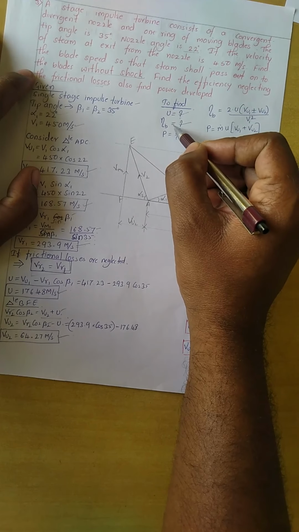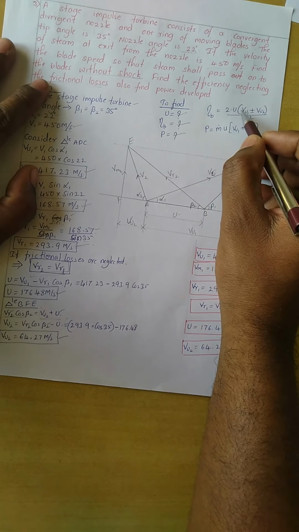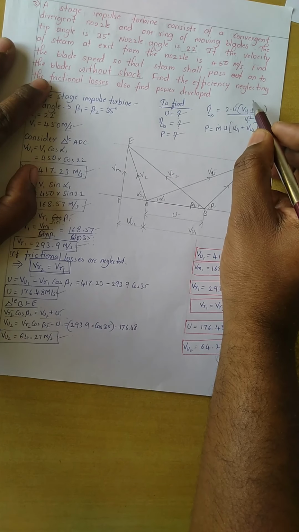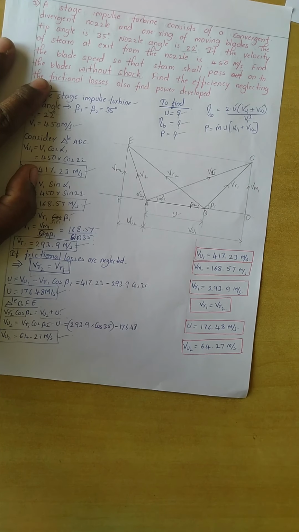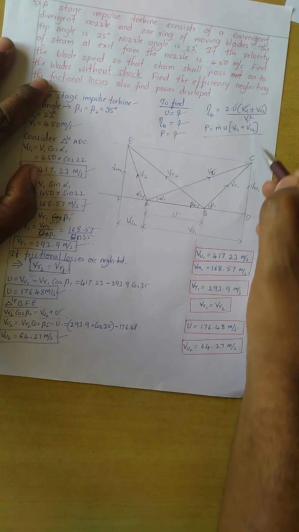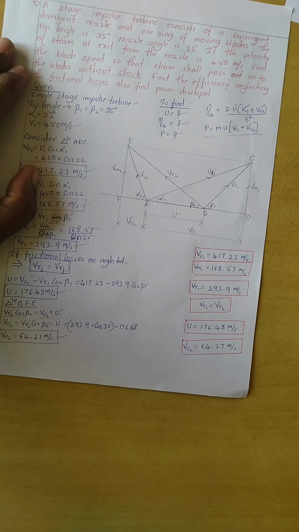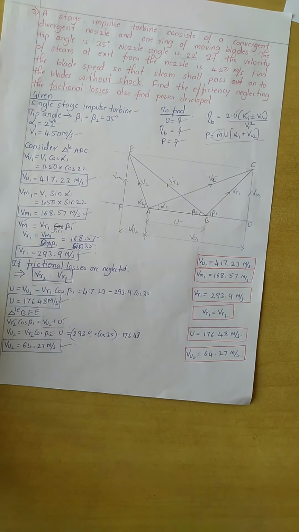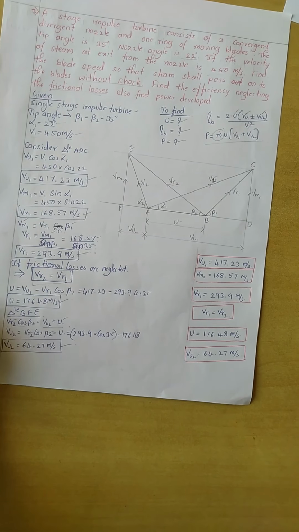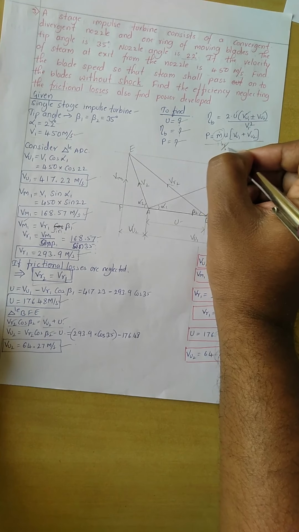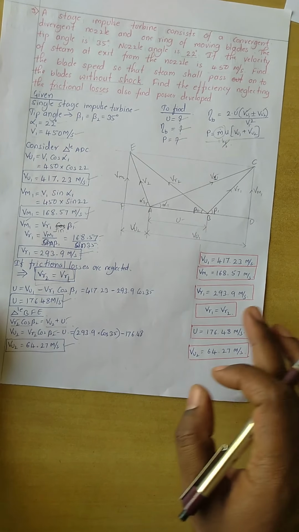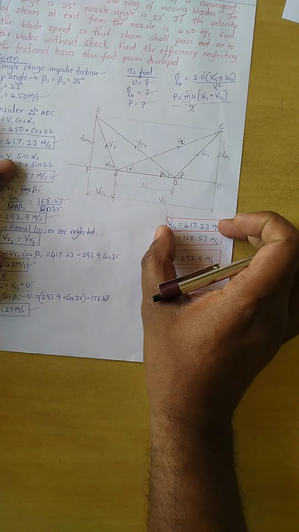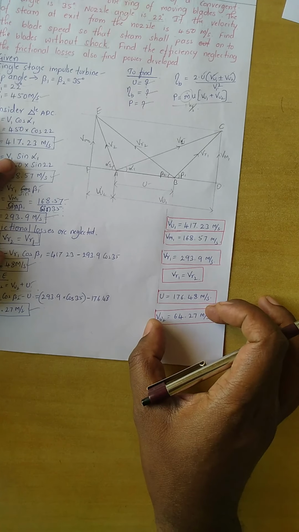Next we can substitute in the formula. Blade efficiency is given as 2U times VU1 plus VU2 divided by V1 square. Similarly, power is equal to m dot times U times VU1 plus VU2. Here mass flow rate is not given in the problem. Whenever the mass flow rate is not specified, assume it as 1 kg per second. Remember that point. Whatever answers you have got, write them on one side so it will be easy to refer.